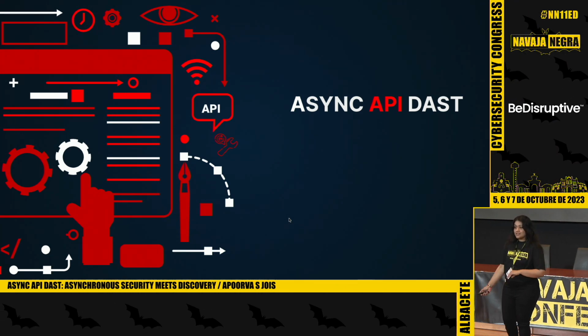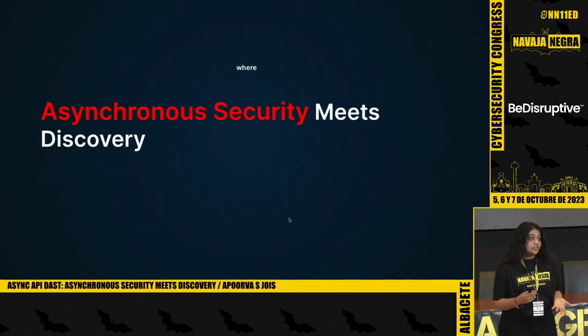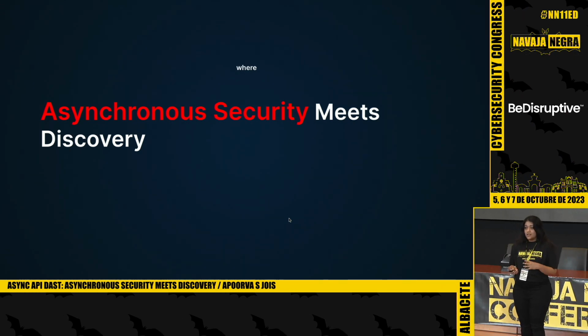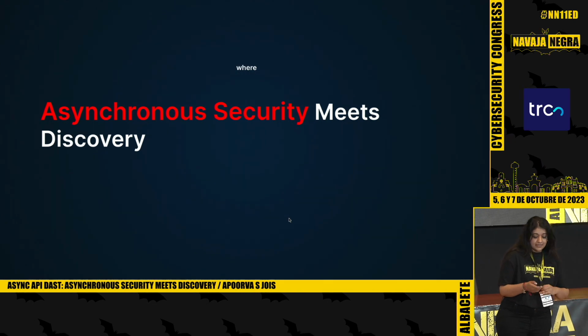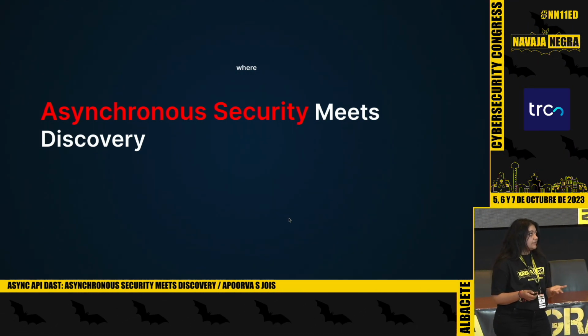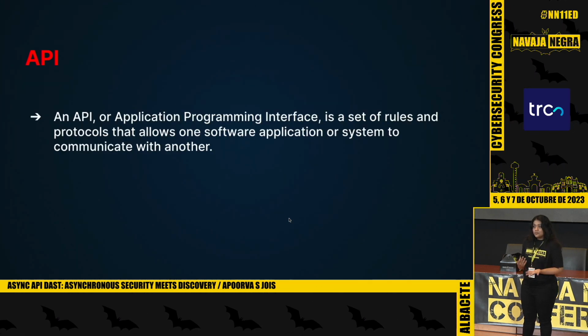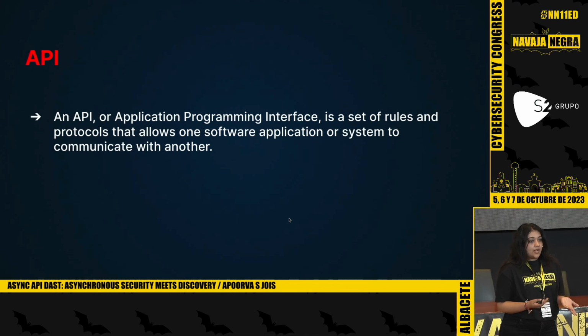So the talk is titled API Async DAST, where asynchronous security meets the discovery of the APIs. I'll begin the slides from the very basics, so all of you can understand, from the beginner to the intermediate level. So beginning from that, what is an API, or an application programming interface?